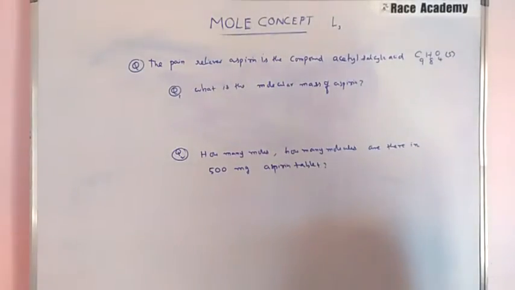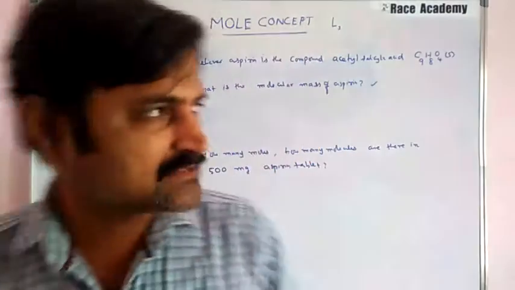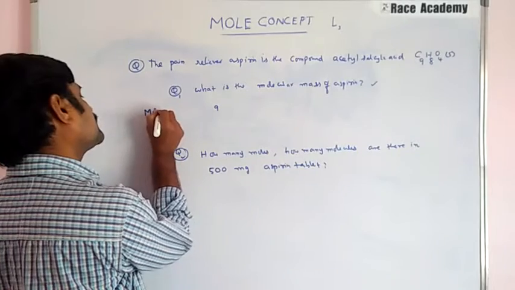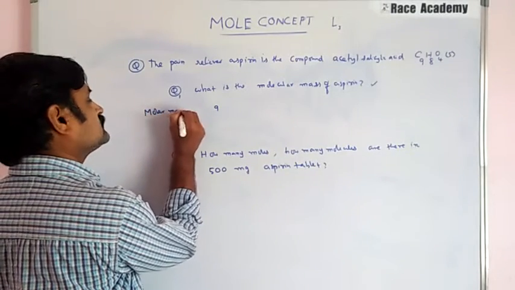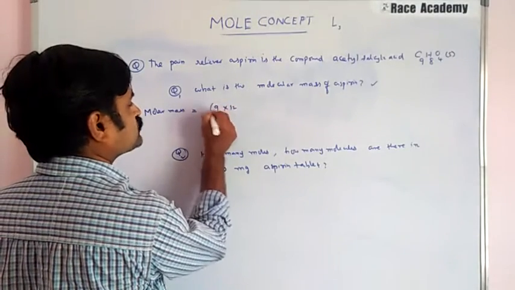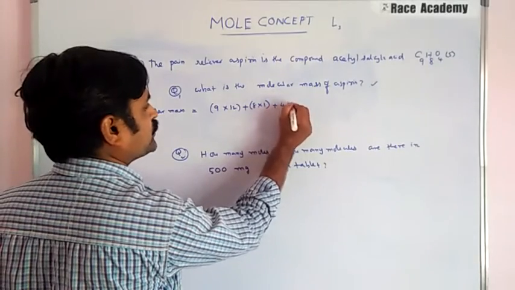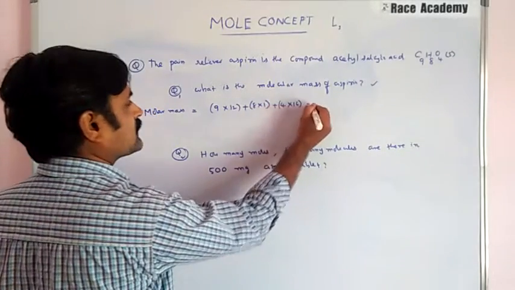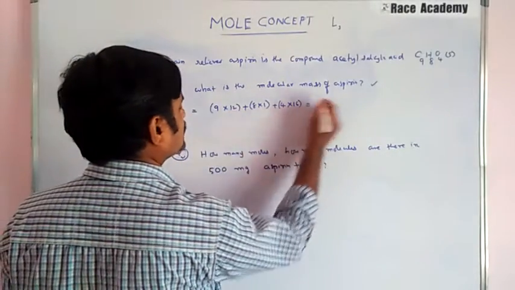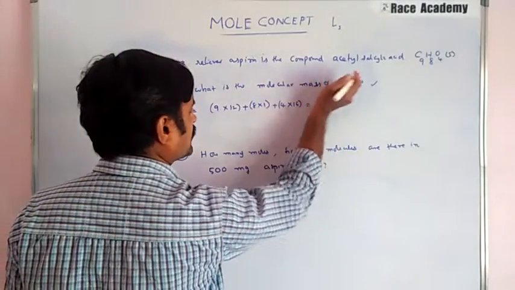Let us see the first question. It is very clear how we calculate the molar mass, or molecular mass, of aspirin. It equals 9 into 12 for carbon, plus 8 into 1 for hydrogen, plus 4 into 16 for oxygen. So this is how much? 108. Here I will write.